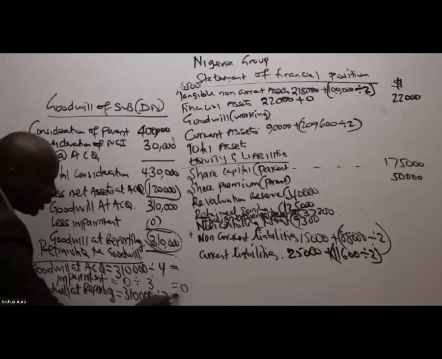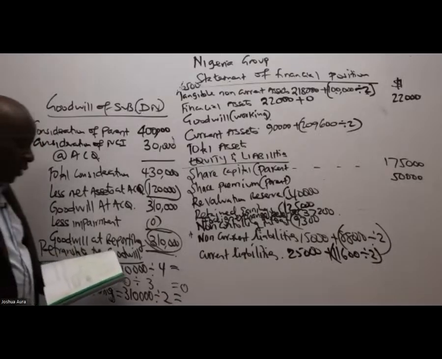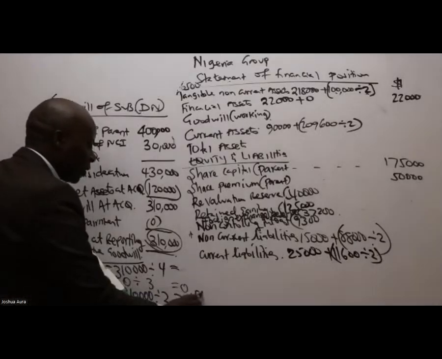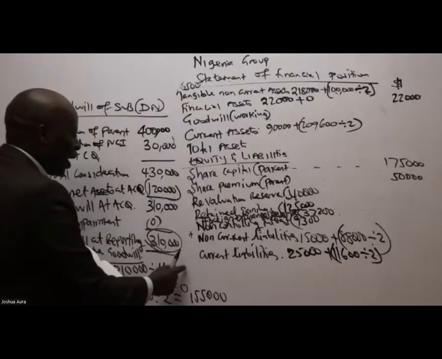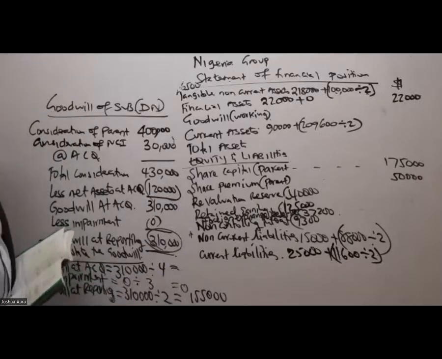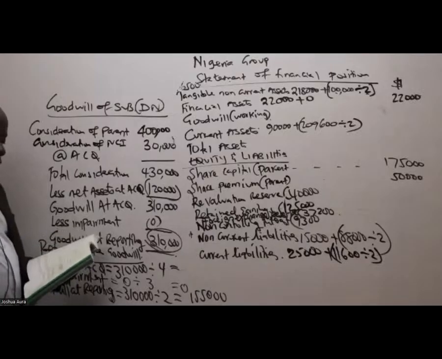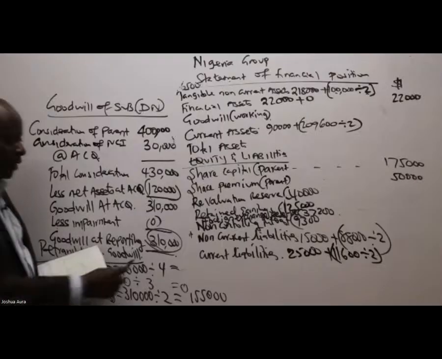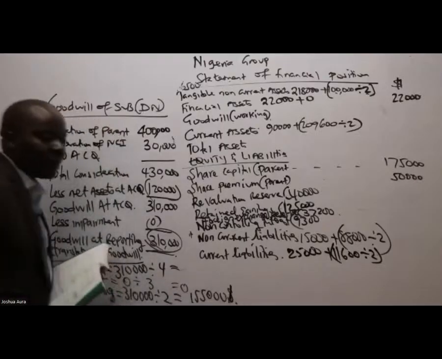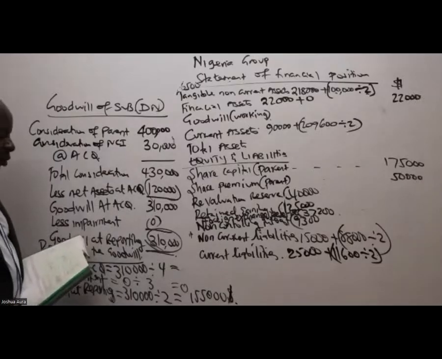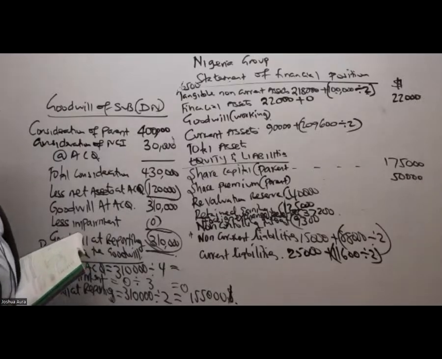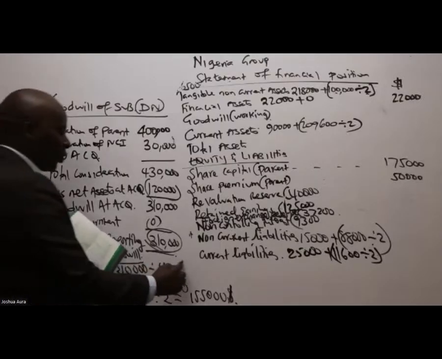Could you kindly give me these figures? I know this one here will be $155,000. How about this? 310,000 divided by 4. These are dollars, remember, we are retranslating them. So 310,000 divided by 4 gives me $77,500.